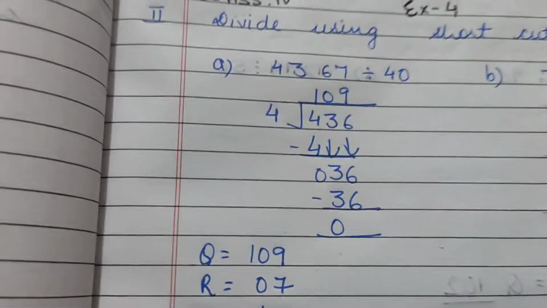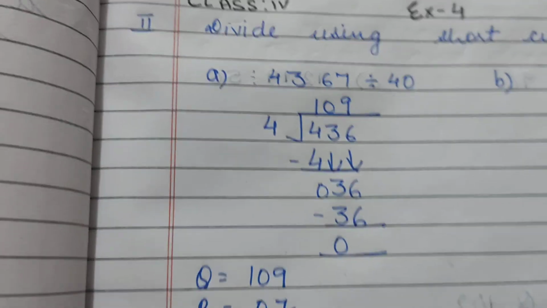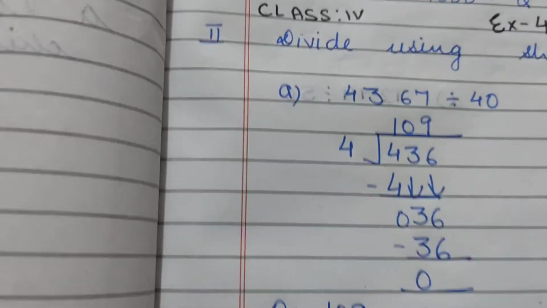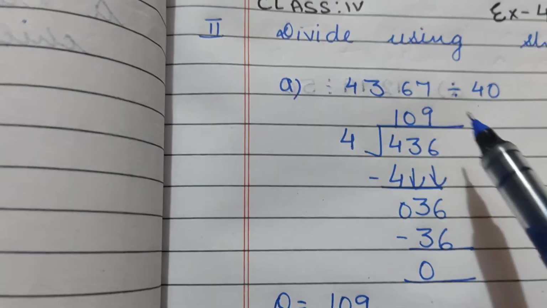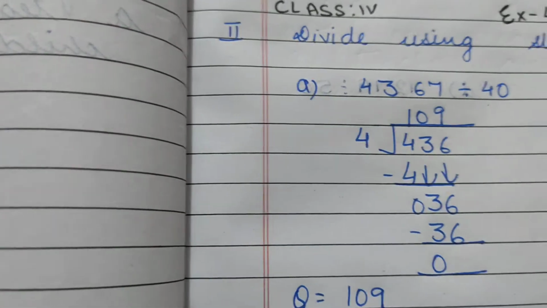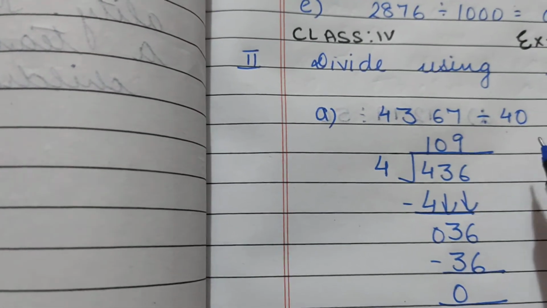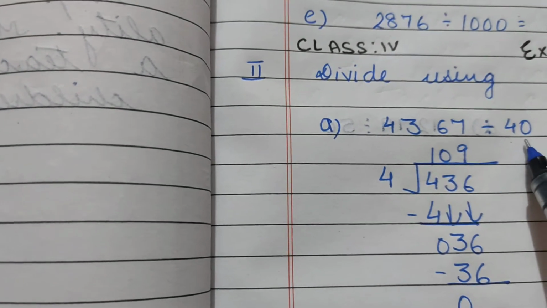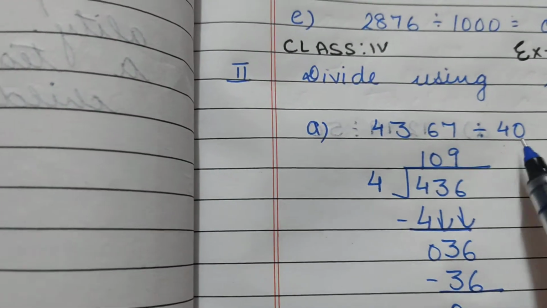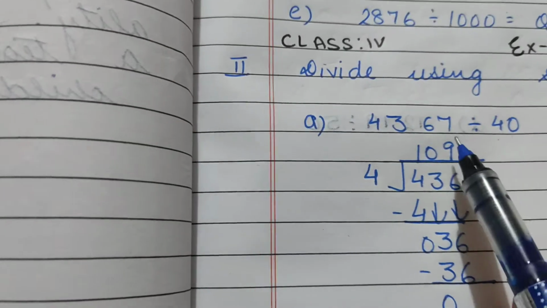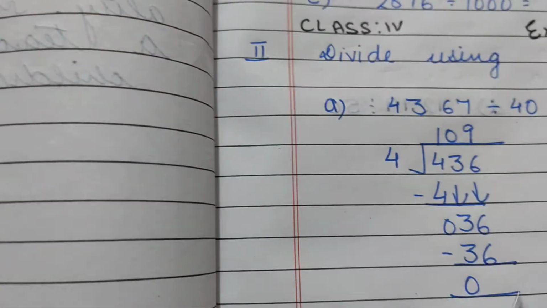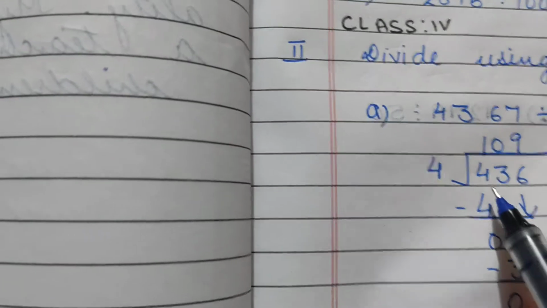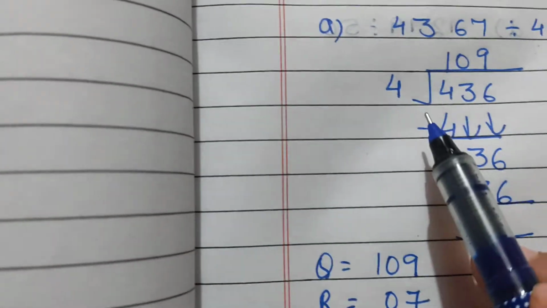4367 divided by 40. So in this number 4367 divided by 40, you are going to drop the digit at ones place from the divisor and the dividend, that is 0 and 7 will be dropped. So now we are going to divide 436 by 4.